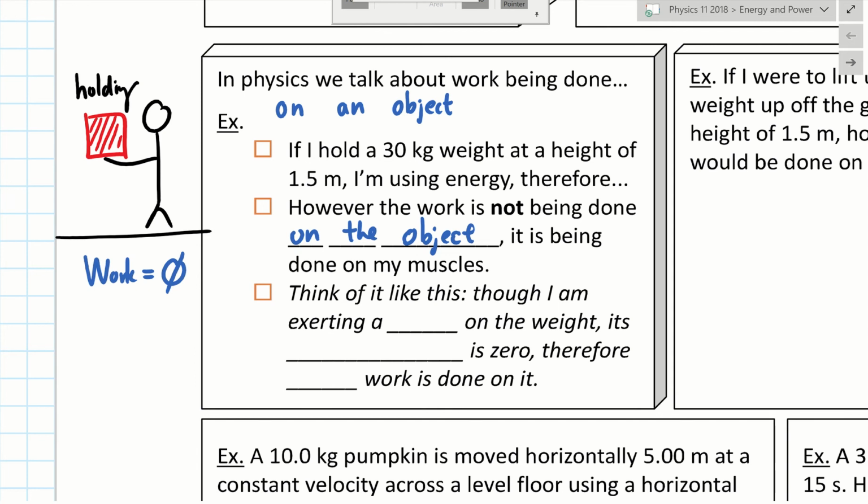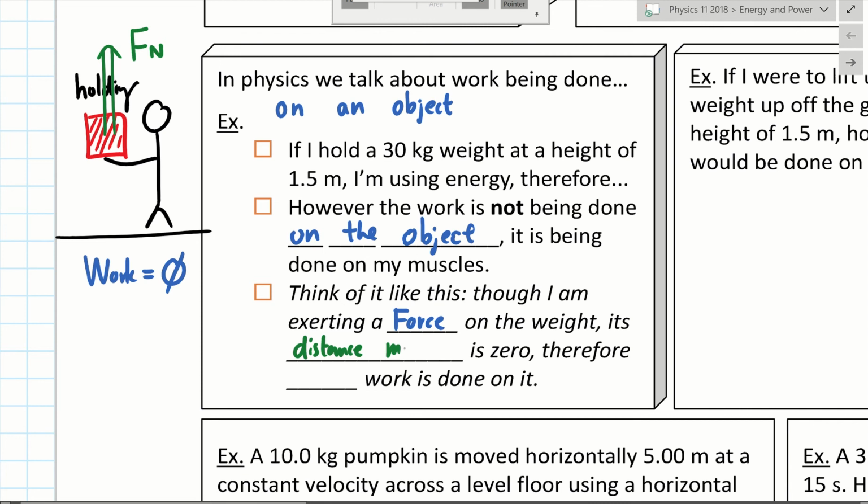Now think of it like this. Although you are exerting a force, technically speaking, right? Think about it. When you're holding a box, which direction is the force that you apply? You apply a force that goes upward, which is technically the normal force, if you're holding a box. But did it move? If you're holding the object, the distance moved is 0, like the object is not moving. Therefore, no work is done. Okay, so no energy transfer to an object if you're not moving it.